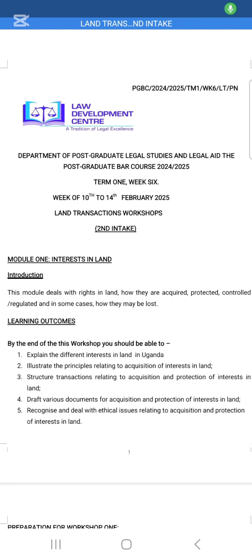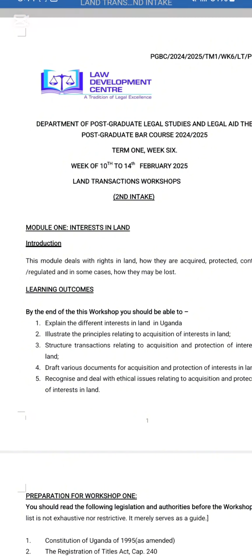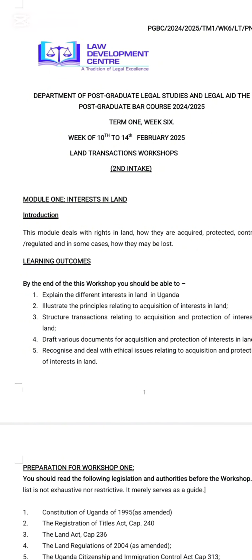So welcome to the land transactions workshop, and basically today we shall be looking through the highlights or what is expected from this workshop.